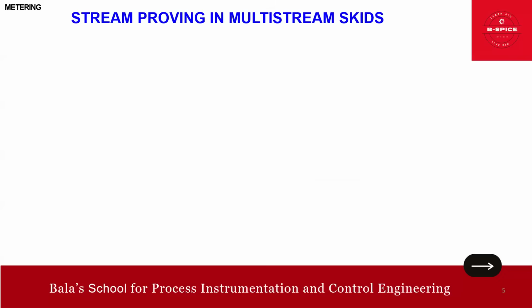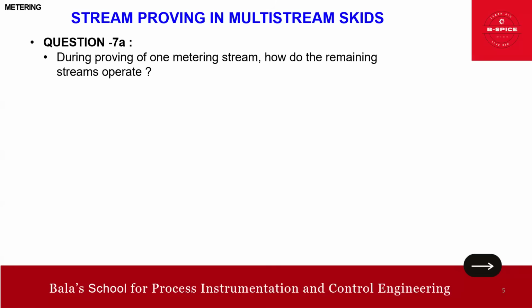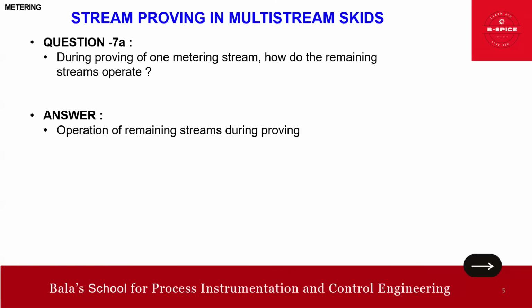Now we go into the 7. There are also two questions. This is about stream proving in a multi-stream skid. The first question: during proving of one of the metering streams, how do the remaining streams operate? In a multi-stream metering skid, stream proving is very critical, so it must be carefully managed to ensure continuous and accurate custody transfer. So let's see how it actually works.